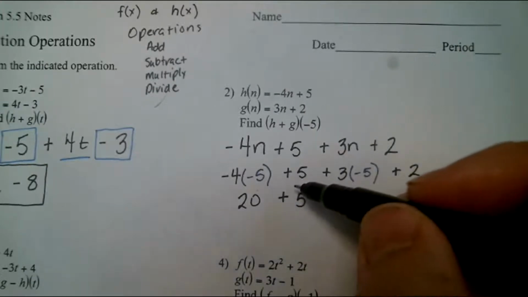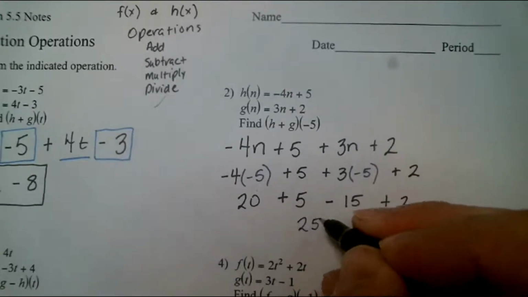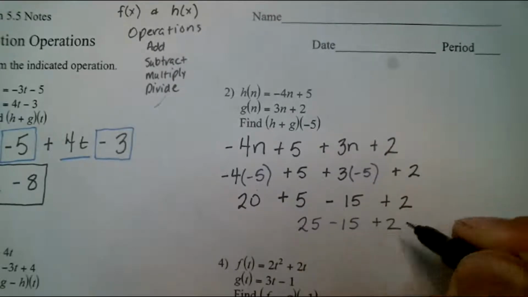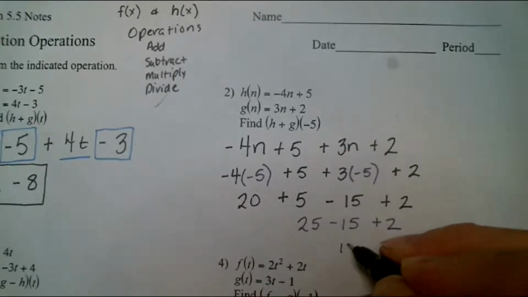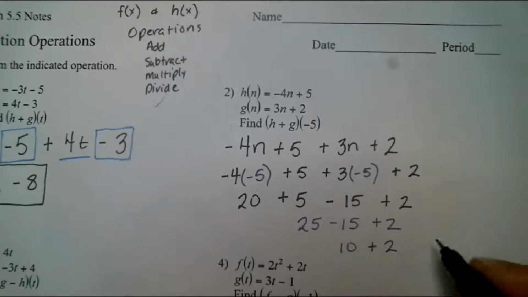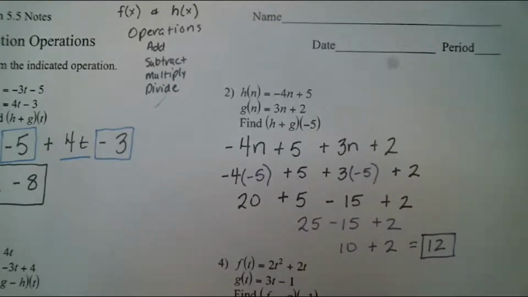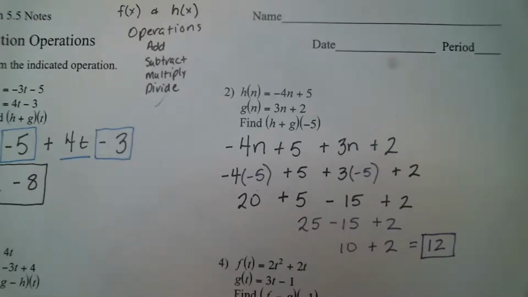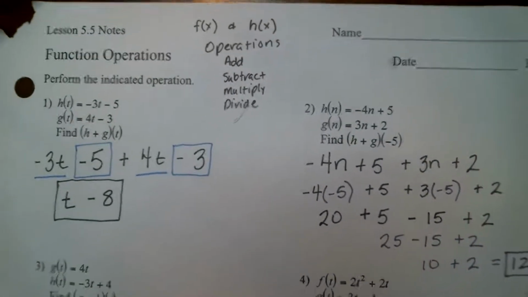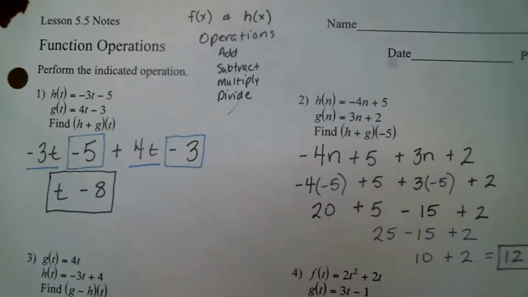Twenty plus 5 is 25. 25 minus 15 is 10. And 10 plus 2 is 12. Questions on 1 or 2, adding function operations? If not, give me thumbs up if you're ready to go. Smiley face, something like that.